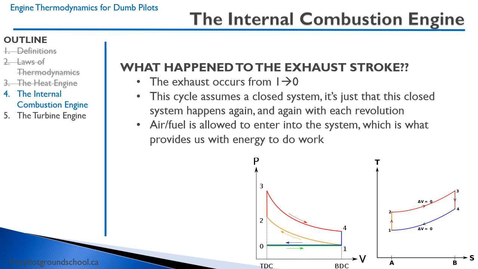Now all of a sudden you're like, hey, what happened to our exhaust stroke? What's going on here? That's a really good point. This exhaust stroke actually happens back from 1 going back to 0. The pressure remains roughly constant because you just opened a valve and nothing's getting compressed. Volume goes down, so that's what you would see on this side. This cycle assumes a closed system. It's just that this closed system happens again and again with each revolution. The air-fuel is allowed to enter the system, which is what provides us the energy to do work. So that's the thermodynamics of an internal combustion engine.